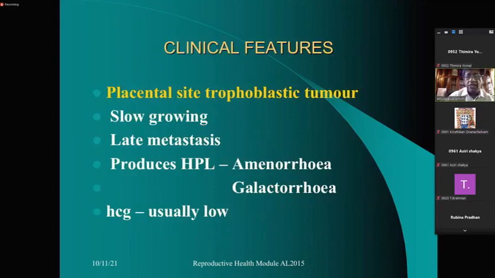And I told you, you have a malignant, locally spreading tumor compared to choriocarcinoma, called placental site trophoblastic tumor, which is a slow growing tumor that gives late metastasis. This particular tumor produces high levels of HPL, human placental lactogen. As a result, they come with amenorrhea and galactorrhea and other symptoms. But here, very often, their HCG levels are low.